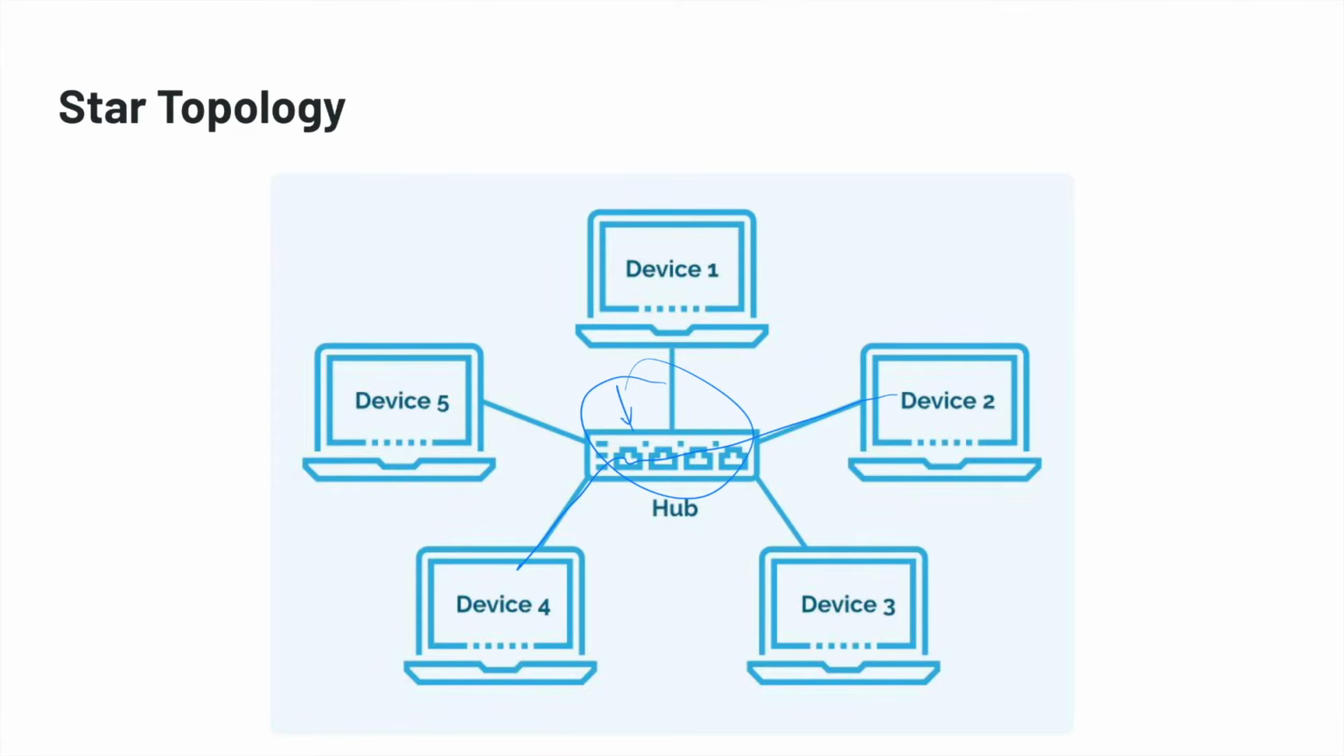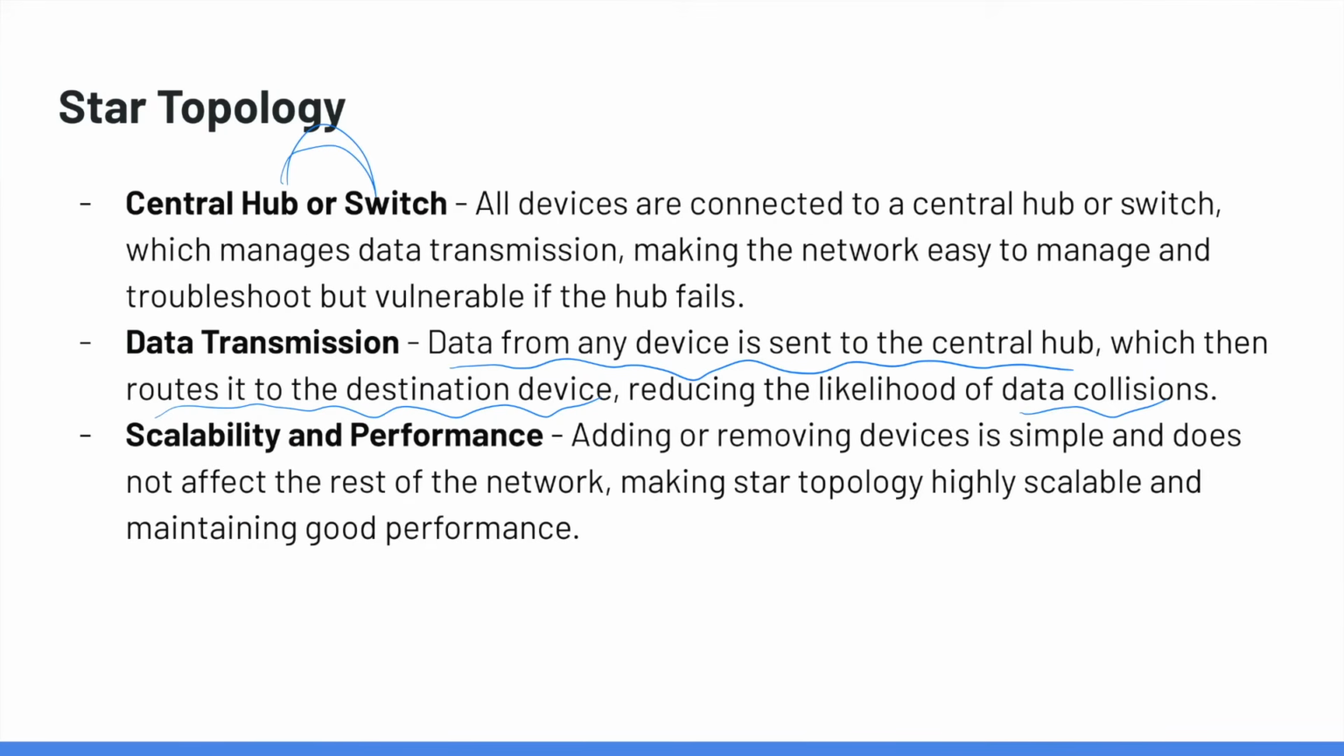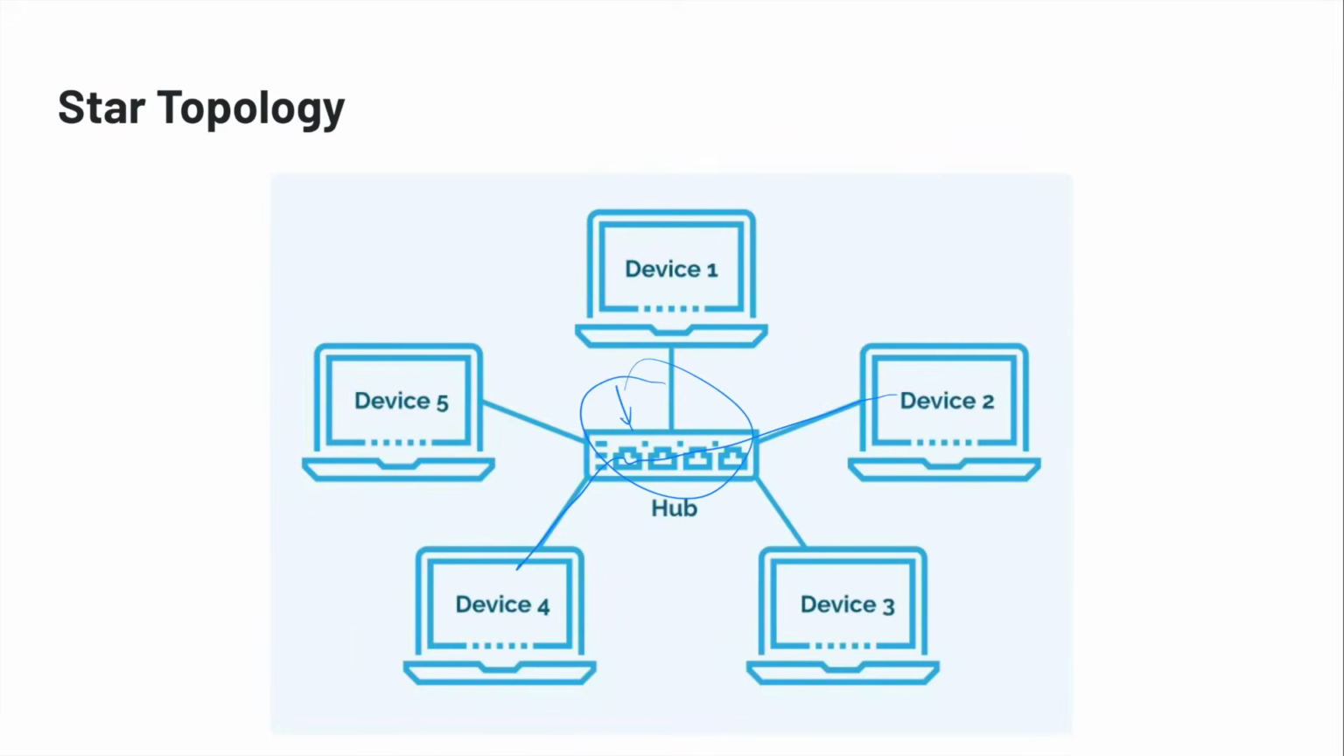And again, a lot of the information I found was really referring to the fact that we have a switch in the center, because a hub actually does just send the same signal out to every device. So I think it's probably better to think about star topology as not necessarily having a hub in the center, but more likely having a switch.